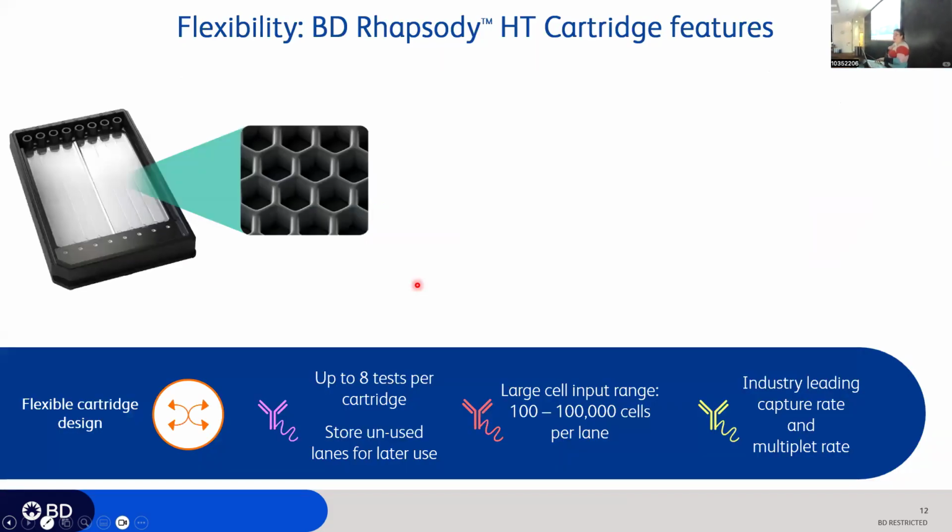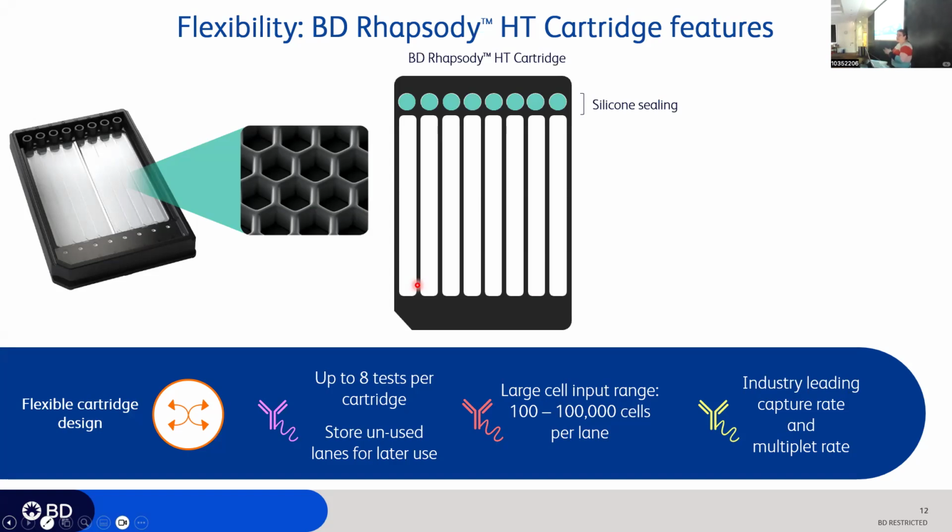And then we've got our high throughput cartridge. So this is where we load our cells for partitioning. It has 8 lanes, and each of these lanes has over 267,000 microwells in it. And we can load between 100 to 100,000 cells or nuclei per lane. It is flexible by design, so you do not have to use all 8 lanes at once. So this is a really nice feature of our system. So you can use all 8 lanes, you can use 1 lane, you can use 4, however many you want.